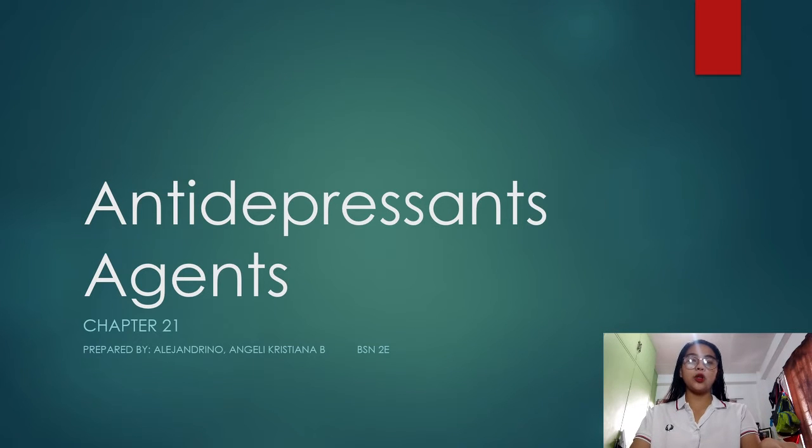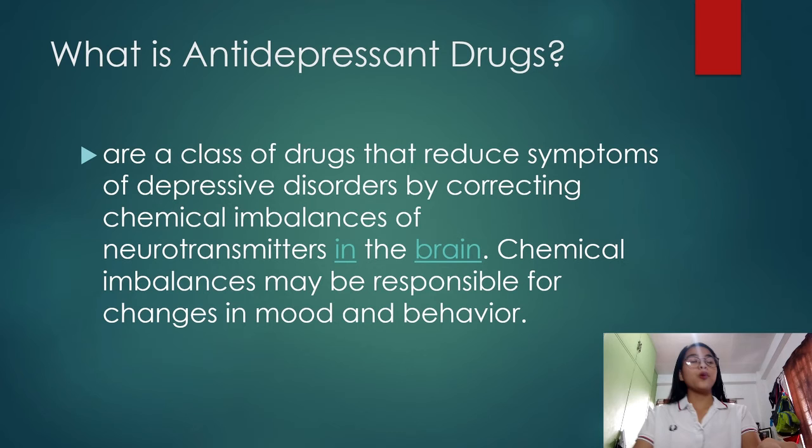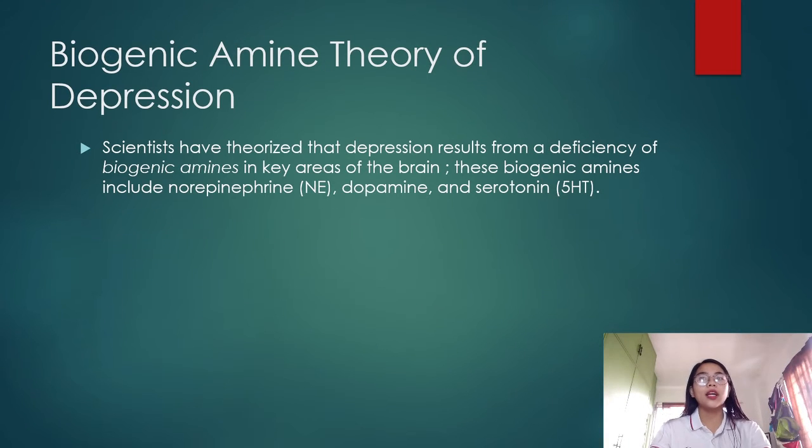Antidepressant agents, Chapter 21. So what are antidepressant agents? These are drugs that reduce the symptoms of depressive disorders by correcting the chemical imbalances of neurotransmitters in the brain. These imbalances are responsible for the changes in mood or behavior. So there is a biogenic amine theory of depression. Scientists have theorized that depression is the result of a deficiency of the biogenic amines.